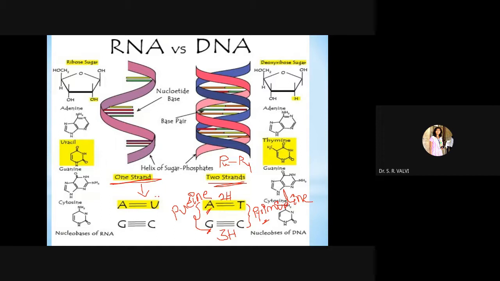The only difference we observe in case of RNA is that adenine is going to pair with uracil, because uracil is present in RNA. Thymine is absent in RNA, whereas uracil is absent in DNA, vice versa. The rest of the bonds, two hydrogen bonds and three hydrogen bonds, are similar in RNA. So these are the main purines and pyrimidines present inside these two strands. Come to the next.